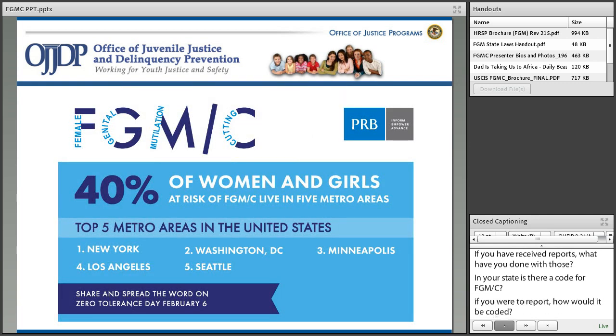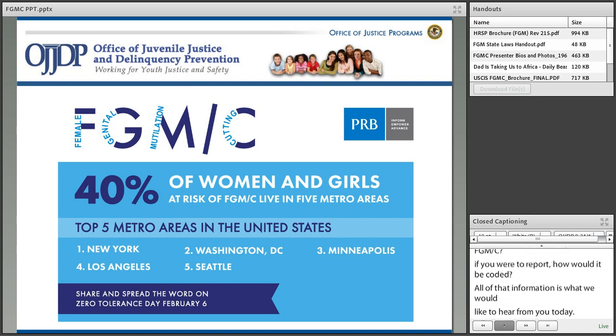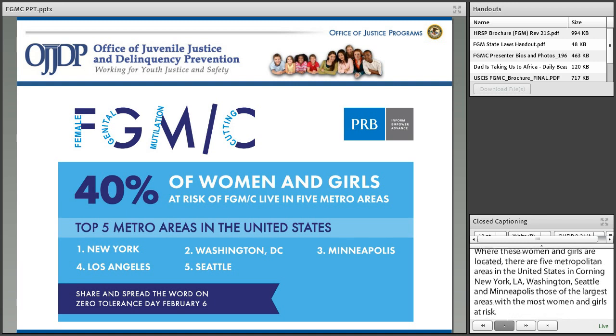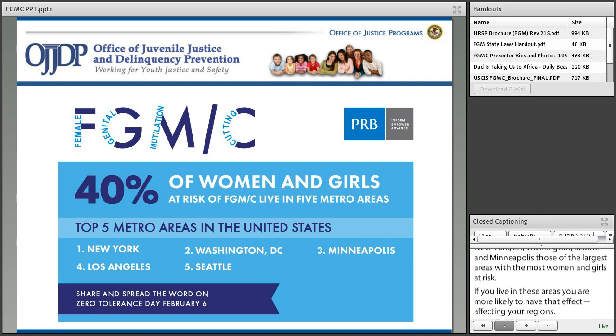Where these women and girls are located, there's 5 metropolitan areas in the United States, including New York, LA, DC, Seattle, and Minneapolis. Those are the largest areas with the most women and girls at risk of FGMC. So if you live in these areas, you're more likely to have that effect. It's affecting your regions. And we're reaching out broadly to Child Protective Services in these metropolitan regions to raise awareness.